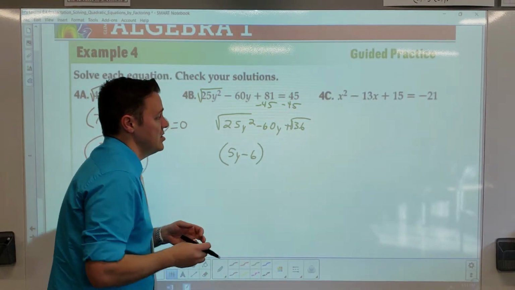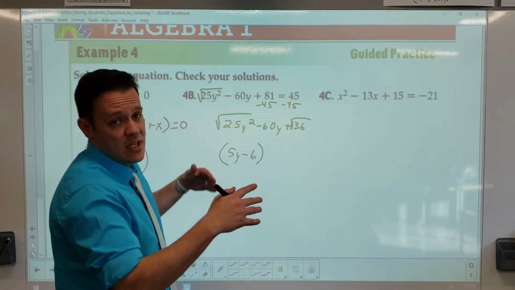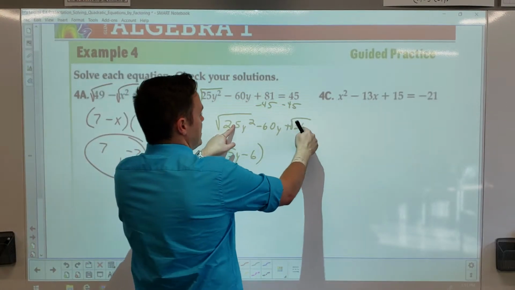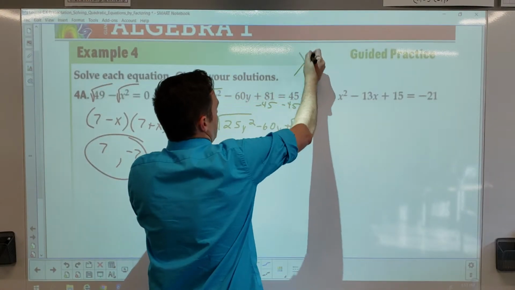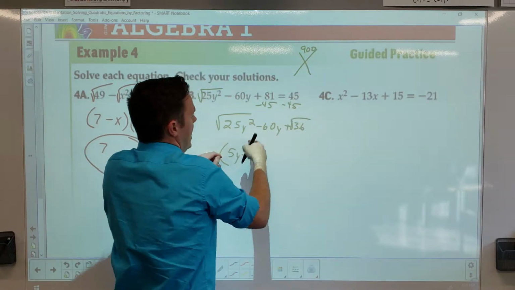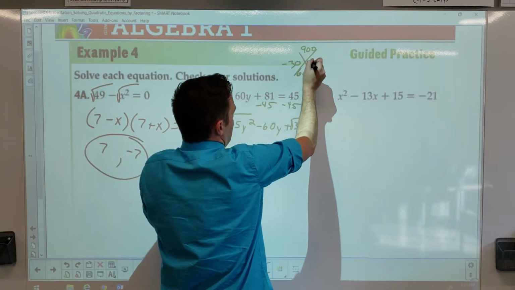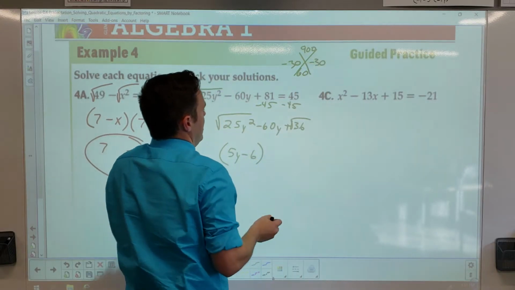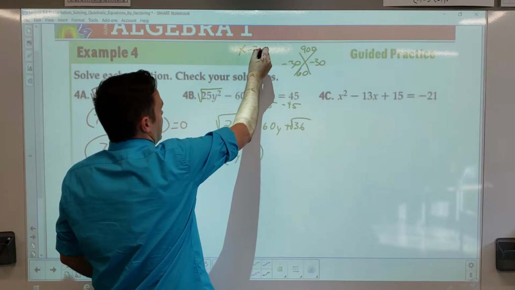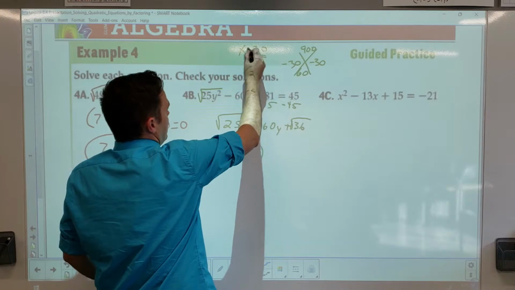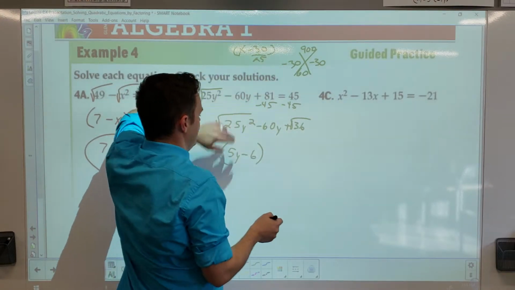Now, technically speaking, there's another way of doing it. You could do the AC method, multiply this by this. So it'd be like this. So it'd be 900 up here, and then it would be 60 down here. And what two numbers would it be? Be negative 30 and negative 30. Then you could set it up where it'd be x minus 30 divided by 25. Okay, and then you could factor it and simplify.